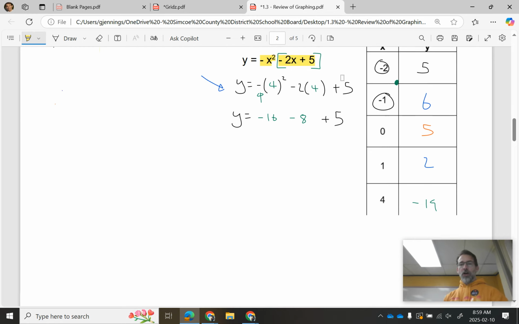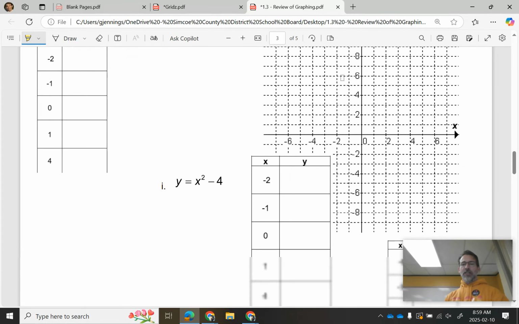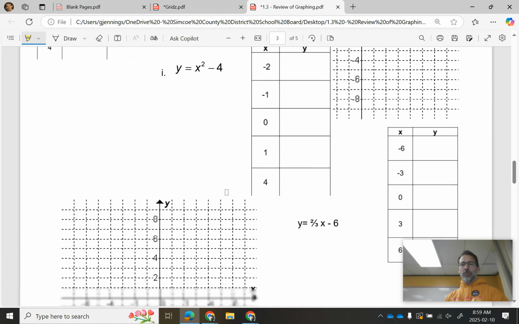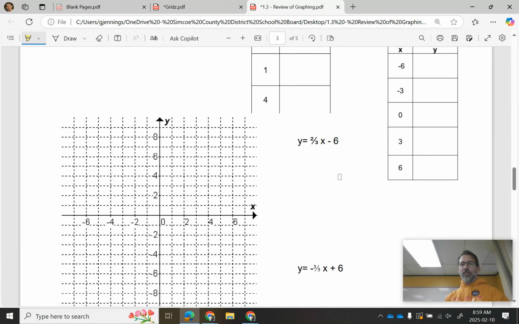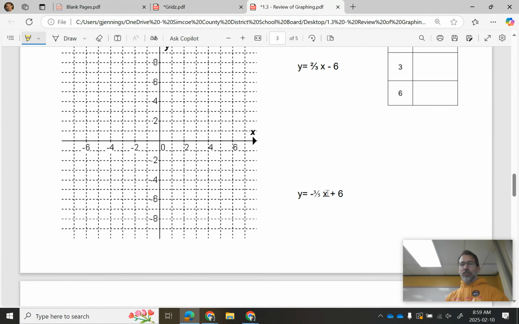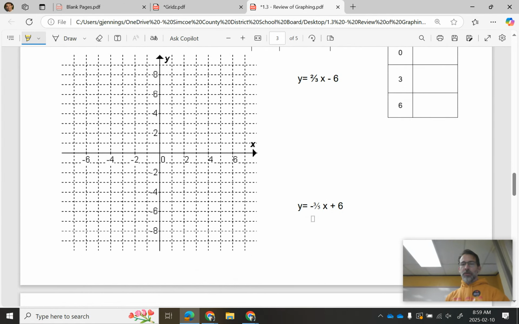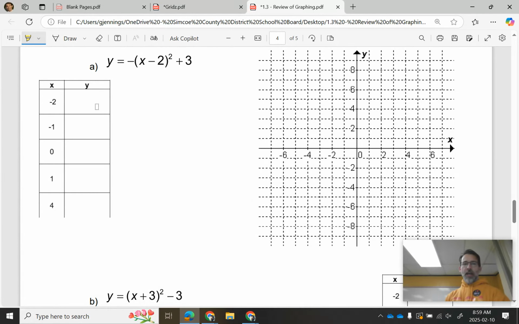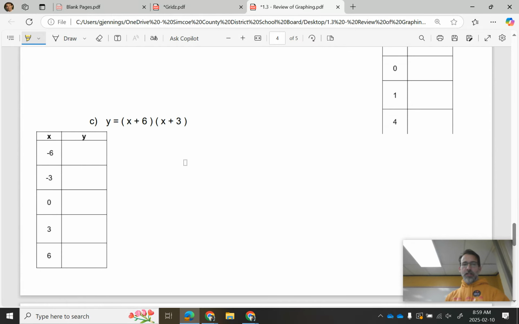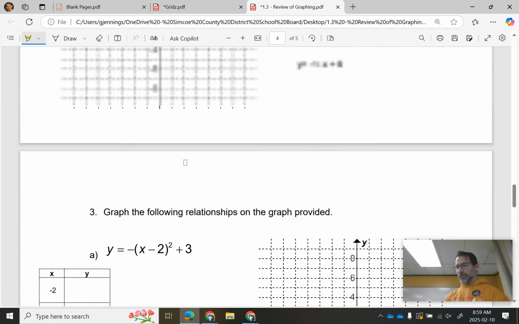So continuing on, go ahead and try some of these examples and see how some of the numbers are changing things. Try some of these lines that have non-integer slopes. I've given you some tables of values that you can use to plot those. And try some of these parabolas as well. Any questions? Come get me.